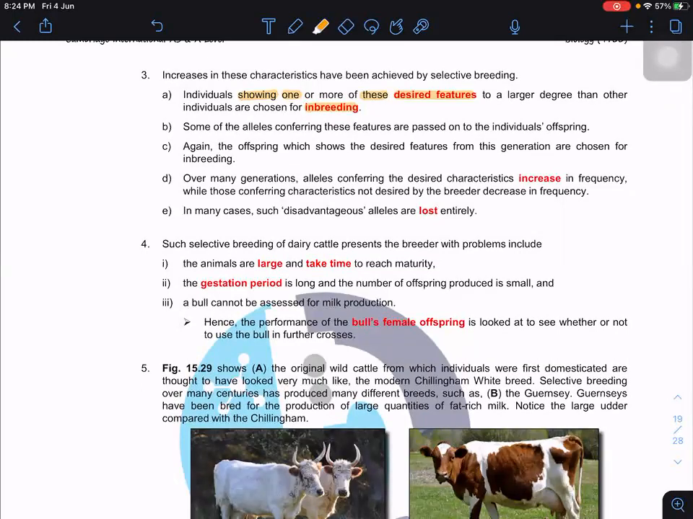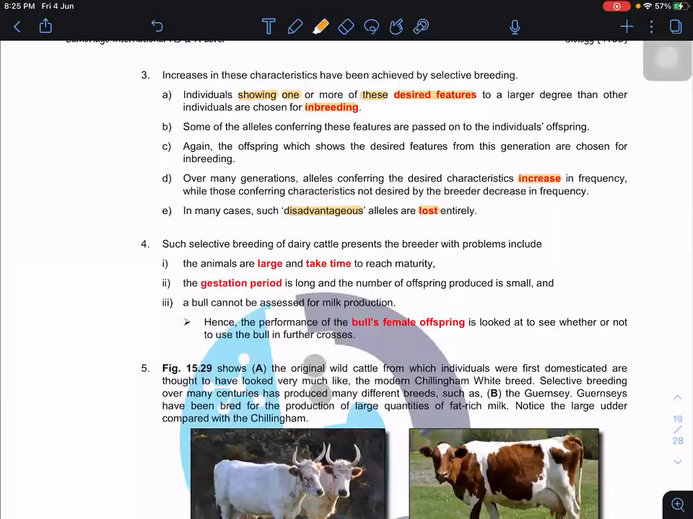So again the offspring will show the desired features, and from this generation, we will choose for inbreeding. So it means that we only allow those that show the desired characteristics to breed. Okay. So over many generations, alleles conferring desired characteristics increase in frequency, and some disadvantageous alleles are lost entirely. Okay, lost entirely.